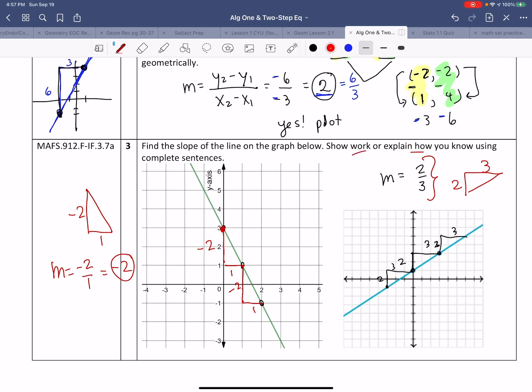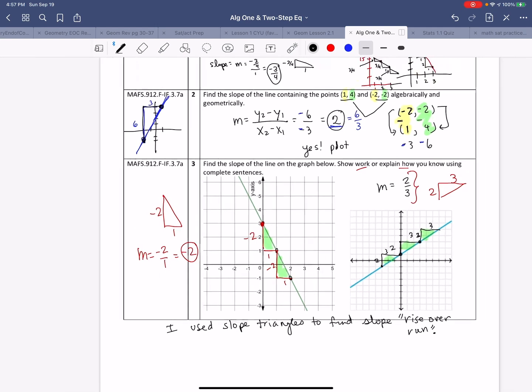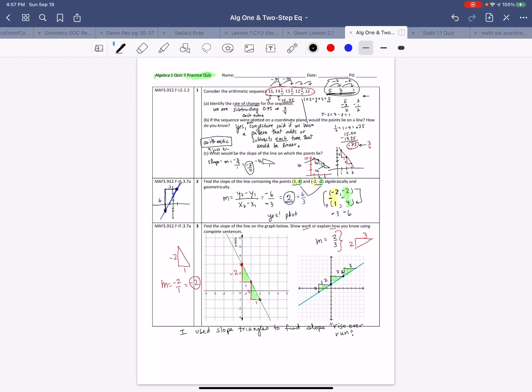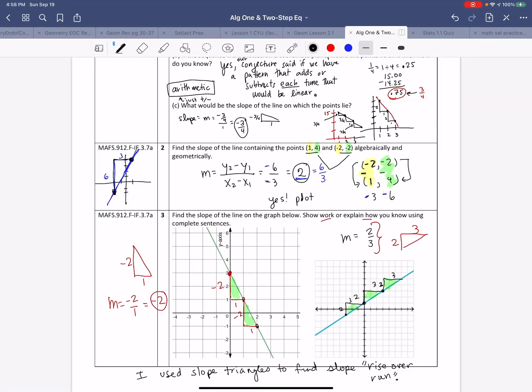Show your work and explain how you used it in complete sentences. Okay, I'm just going to show my work here, right? And say, you could have used something else, but I used slope triangles to find the slope. Rise over run. How much did it rise? How much did it run? Okay, so much like these 3 questions, you'll get very similar questions, just the numbers and the pictures are slightly changed.